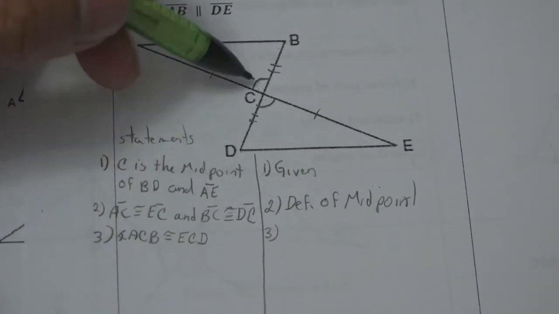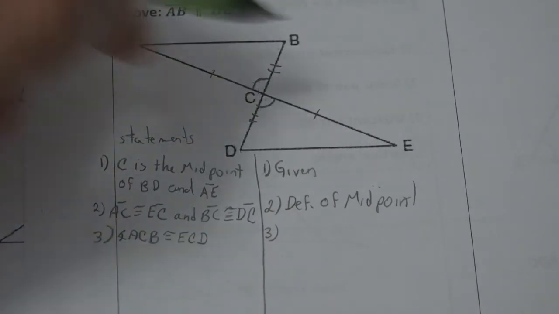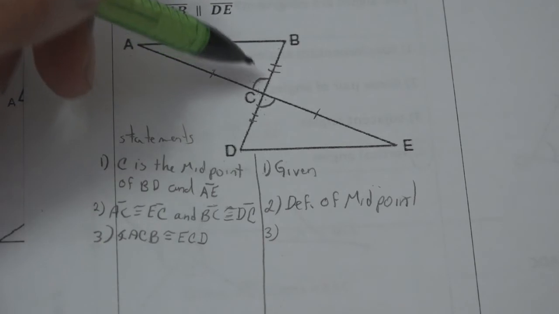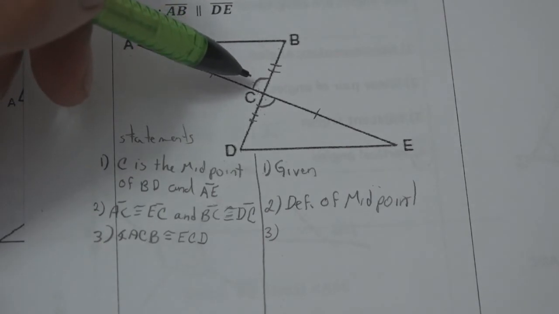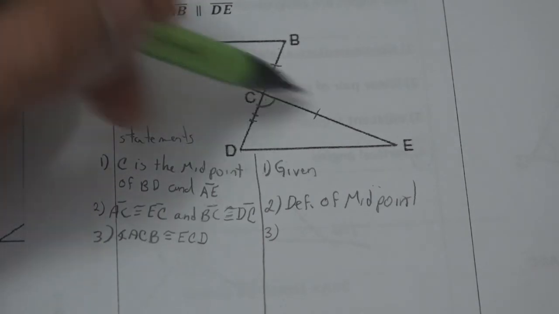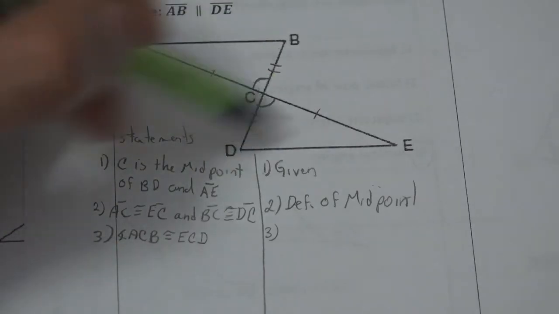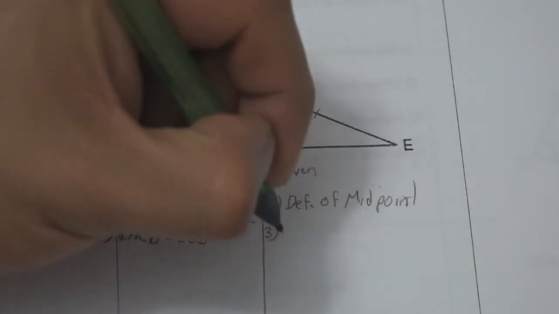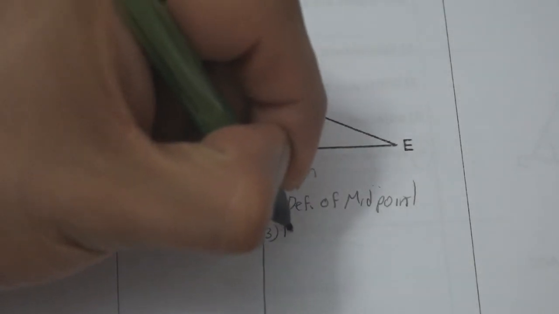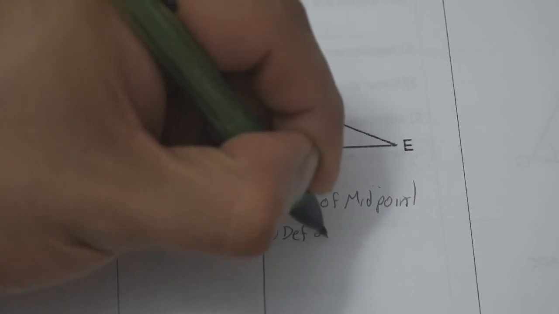And why did I say that these two angles are congruent? Because they are vertical angles. And how do I know they're vertical angles? Because vertical angles are formed by two intersecting lines. So I'm just gonna say definition of vertical angles.